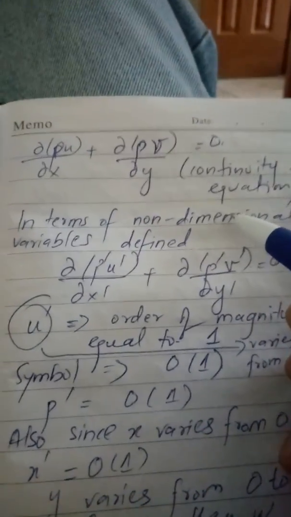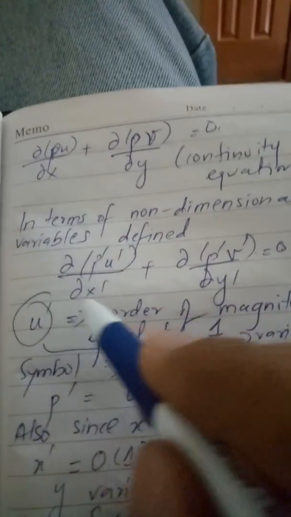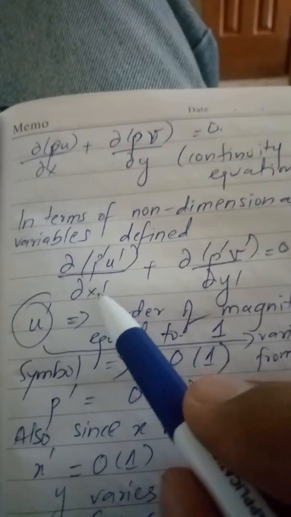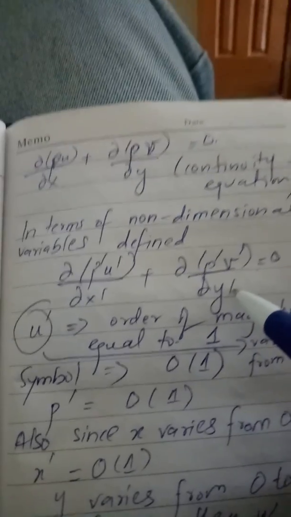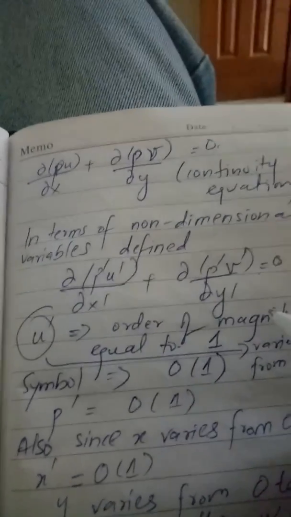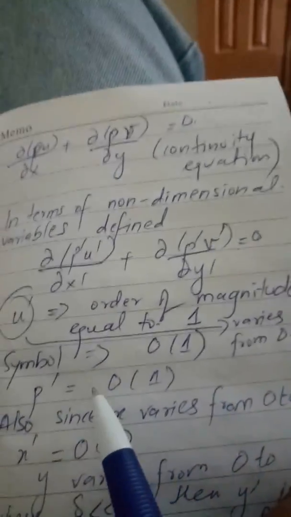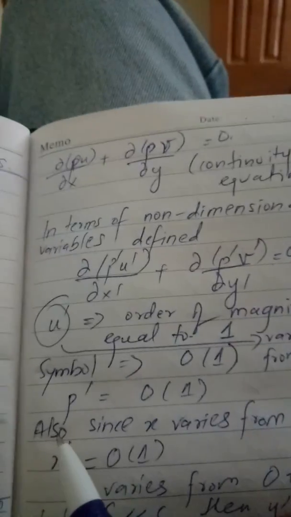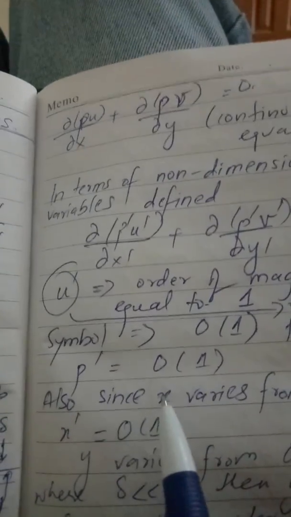So it is the continuity equation, which is equal to 0, in terms of the non-dimensionalized variables defined. That would be the derivative of rho prime u prime with respect to x prime, plus the term in terms of velocity v, where we have taken velocity u and then again velocity v. Adding up both is equal to 0, where u prime is of order of magnitude equal to 1, and that is how you represent it: from 0 to 1, so p dash is also 0 to 1.